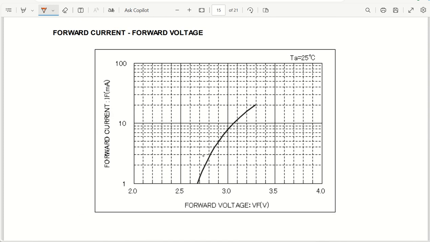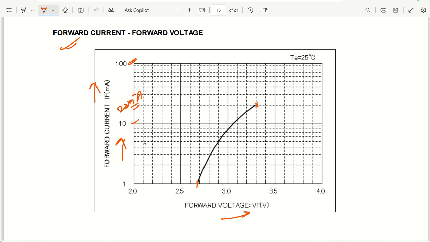Coming back to forward current versus forward voltage, as you can see, as my forward current increases, my forward voltage requirement also increases. It starts from, let's say, 2.7 volts and goes up to 3.4 volts maximum, which is at 20 milliamperes. This is in log scale. The current is in log scale, so 10, 20, 30, up to 100 it is reaching.